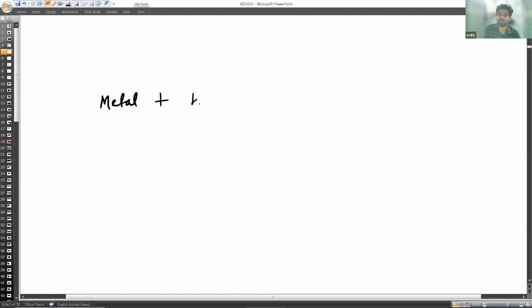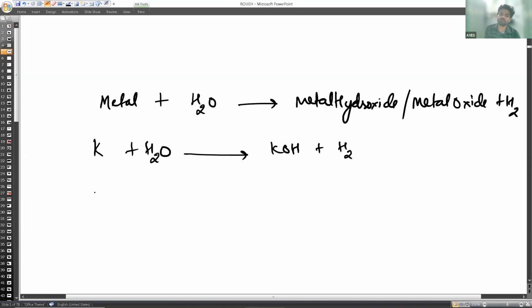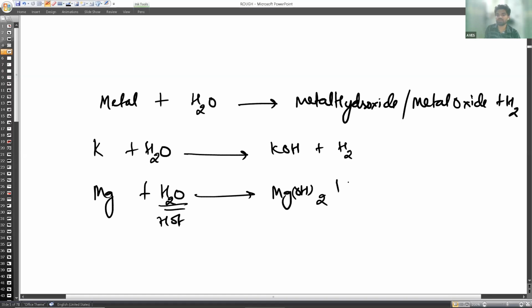metals when they react with water produce metal hydroxide plus hydrogen gas. And you notice that when potassium reacts with water, it can react even with ice and form KOH plus H2. But if I'm talking about magnesium reacting with water, the water should be hot, to form magnesium hydroxide plus hydrogen gas.